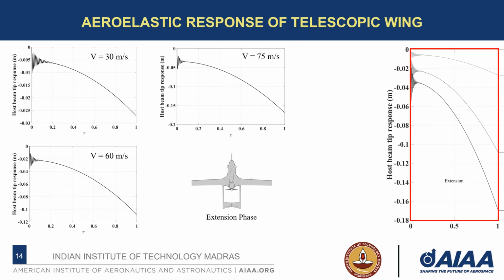As we can see, as the extension process starts, both beams start oscillating with a relatively higher magnitude due to aerodynamic loading, which gradually damps down due to aerodynamic as well as morphing-induced damping effects. This prominent oscillating phase sustains for a longer time period for low free stream velocities.